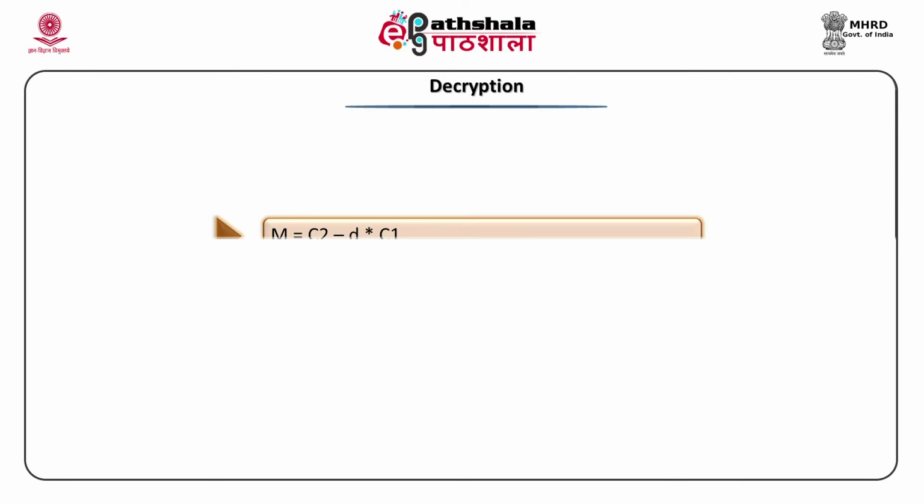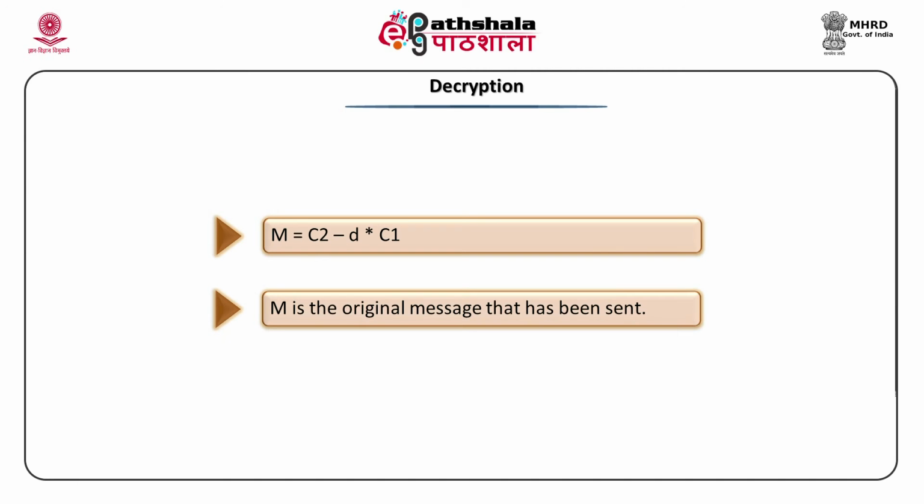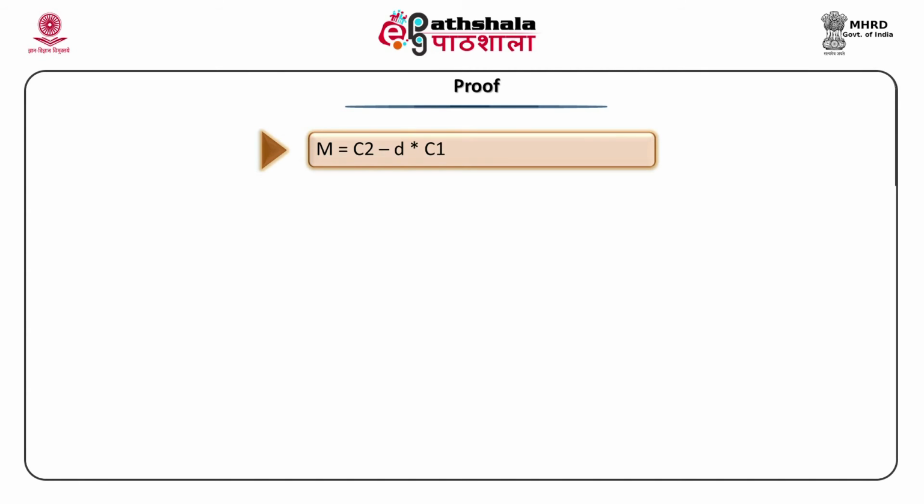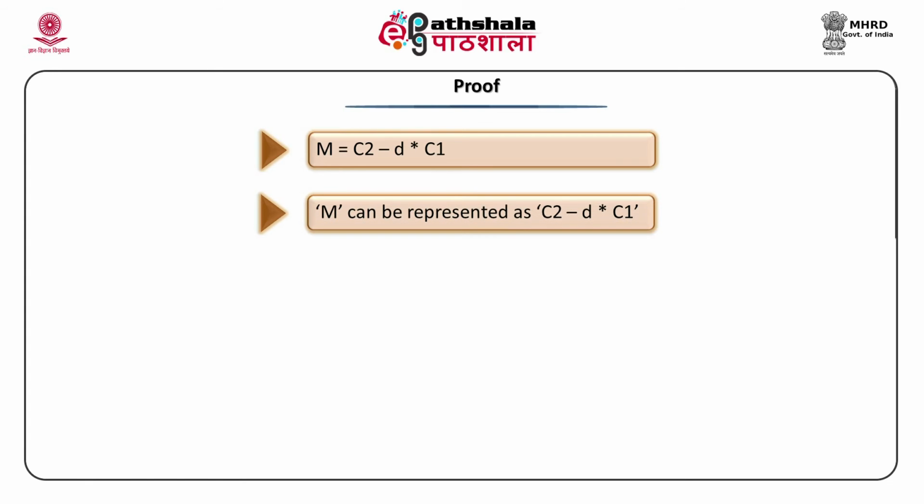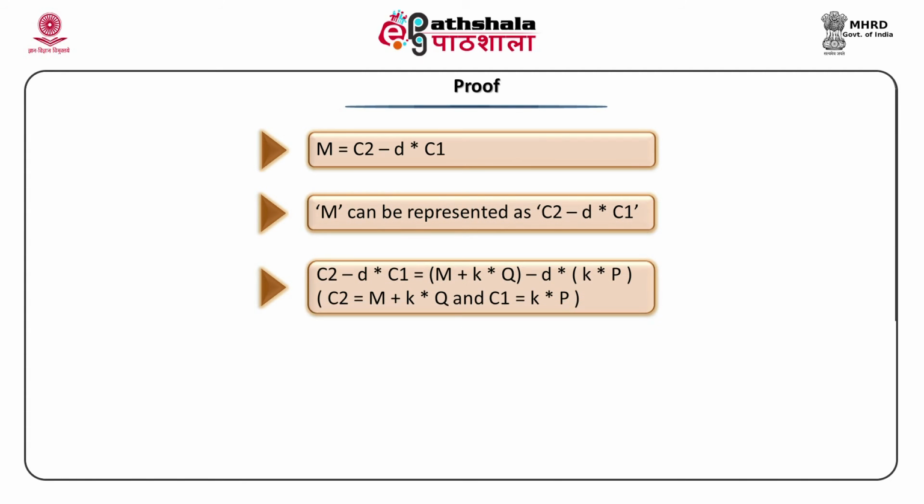For the decryption, it is C2 minus D into C1. M is the original message that we have sent. If we check the proof of the algorithm, M equals C2 minus D into C1. Now what is C2 minus D into C1?